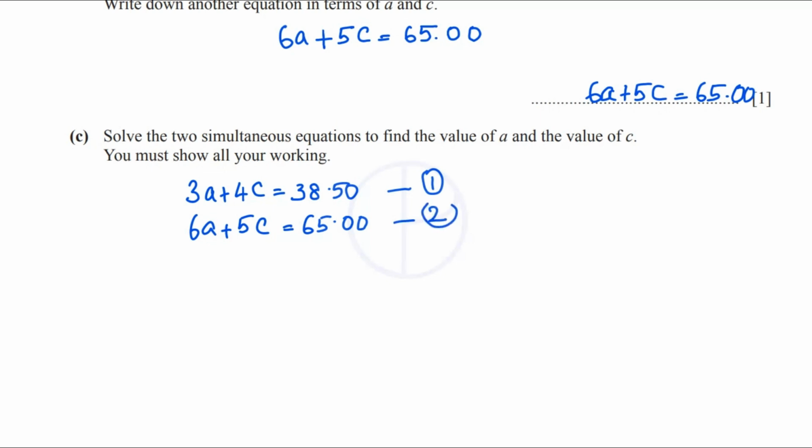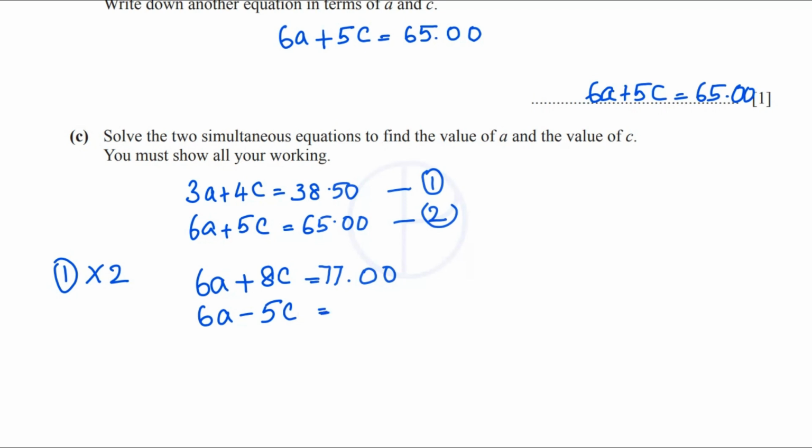So in order to eliminate, we will multiply equation 1 by 2. So we get 6A plus 8C equal to, 38.50 times 2 is 77. And 6A plus 5C equal to 65.